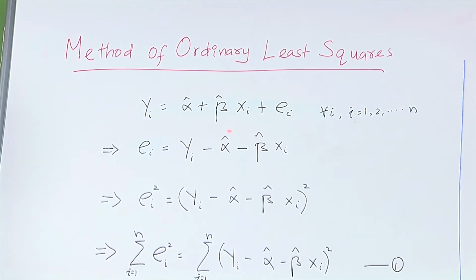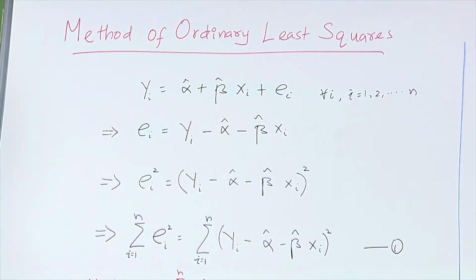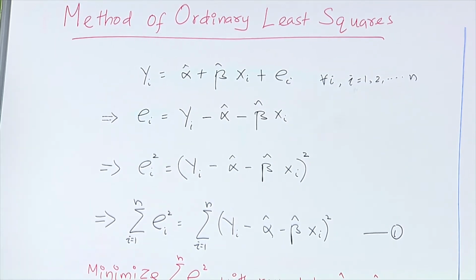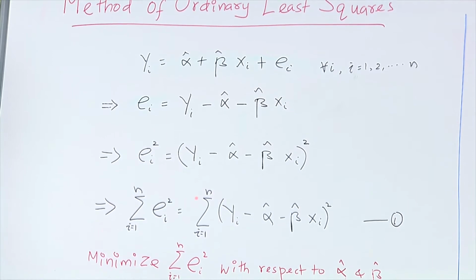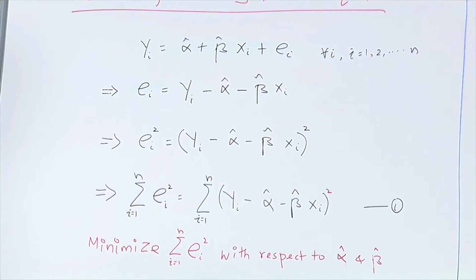This is no simple arithmetical manipulation. We are just taking this term to the left and swapping the terms. Then you get ei is equal to yi minus alpha hat minus beta hat xi. Then squaring it, you get ei square is equal to the square of the right hand side term. Then summing this error for the entire sample, you get the sum of error squares as sigma i varies from 1 to n, yi minus alpha hat minus beta hat xi, whole square.